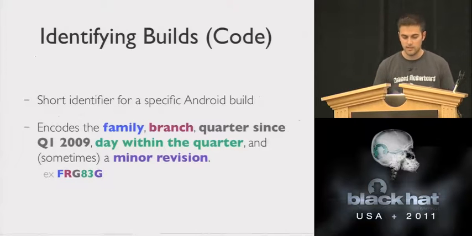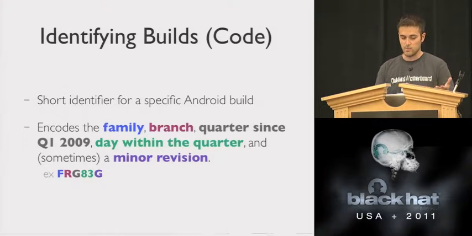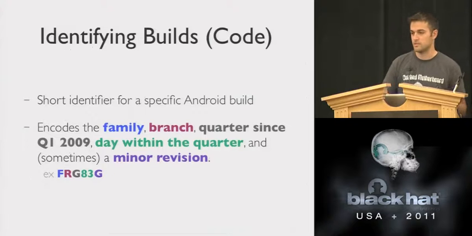So essentially, we identify the builds. We have this code that basically goes in, and each device has this build ID code. It's a short identifier, and it's set in the getprop in the actual system. And it basically looks like that one down at the bottom, which is FRG83G. This is a significant one because this is actually the last Froyo build that was built by Google and certified. And it's broken up into the family, which is the first letter. The second letter is the branch. We have the quarter since Q1 2009, that's the first release of Android. And then the day within the quarter that was released, and sometimes there's a minor revision.